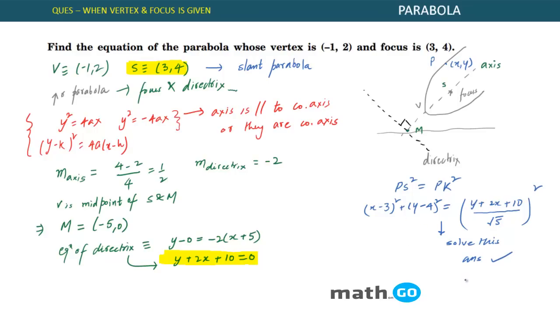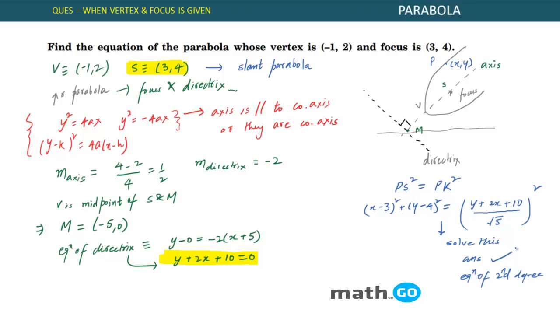If you solve this, what will you get? You will get an equation of a second degree curve. Do not worry about whether you get the answer in the standard form or not. You will not get the answer in y square equal to 4x form. It will definitely be an equation of a second degree curve.